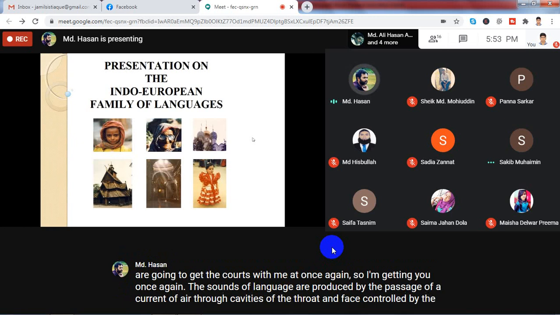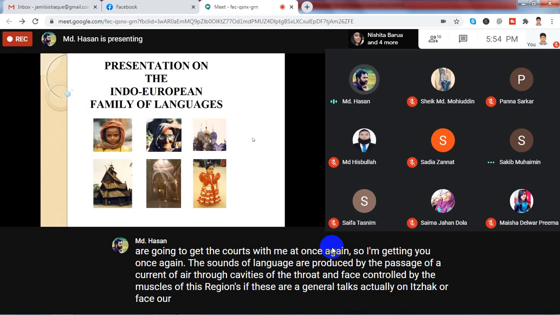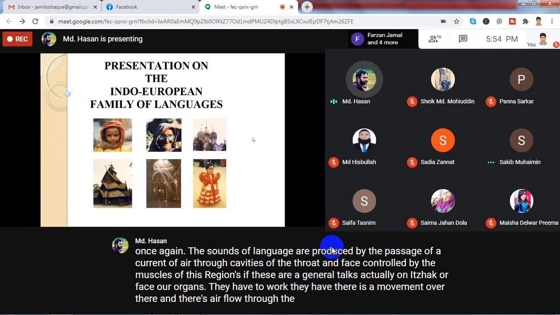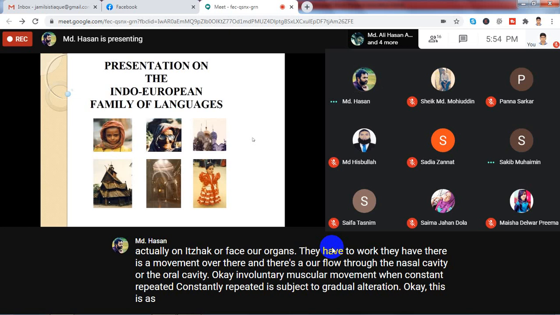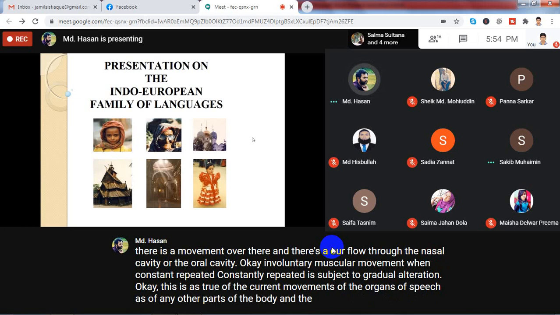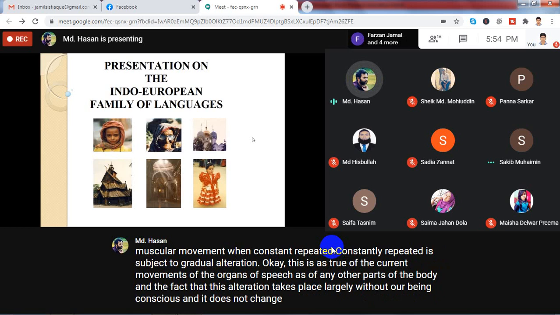These are the general talks, actually. When you talk, our face, our organs, they have to work. There is a movement over there, and there is airflow through the nasal cavity or the oral cavity. Any voluntary muscular movement, when constantly repeated, is subject to gradual alteration. This is as true of the movements of the organs of speech as of any other parts of the body. And the fact that this alteration takes place largely without our being conscious does not change the fact or lessen its effects. So this is how language changes and we utter language using our organs.